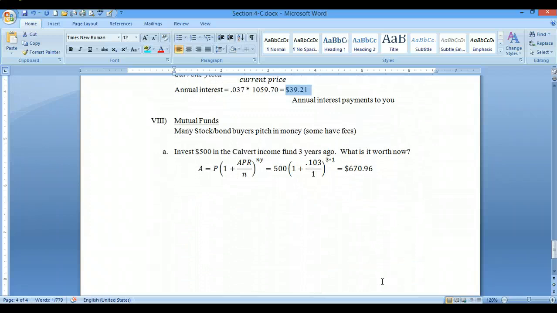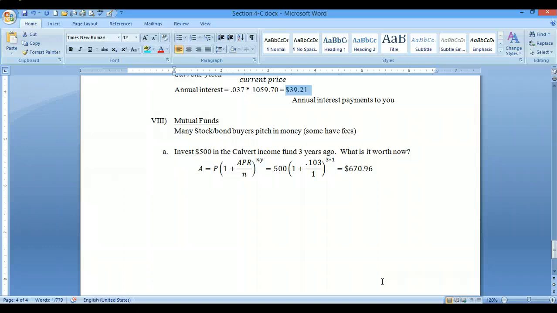All right, let's move on to the next one. Mutual funds. This is when I have lots of people, lots of stock buyers and bond buyers who all pitch in money, and then one person manages all of the accounts. It is a lot less risky, but again, remember, less risk also usually ends up with a lesser return. This is a different example from what you find in your book. It's from the old one.